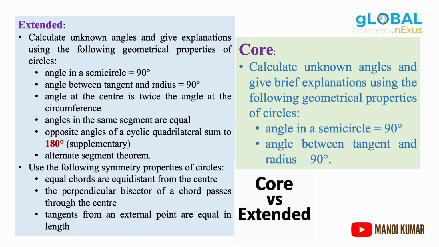Equal chords are equidistant from the center. The perpendicular bisector of a chord passes through the center. And tangents from an external point are equal in length.